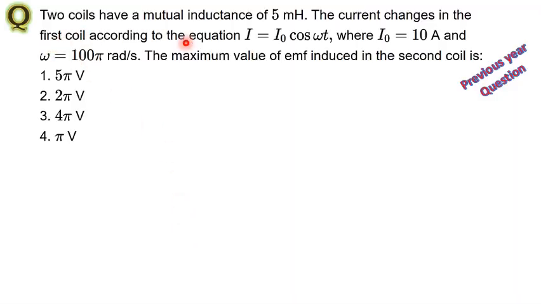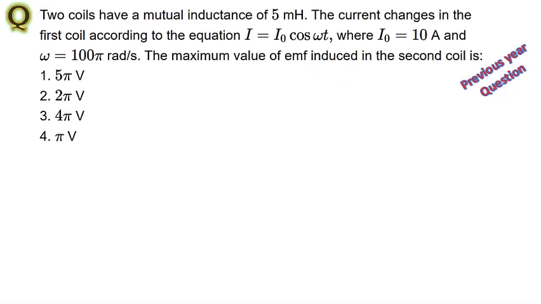This is similar to the previous one. See, they have given the omega value separately, but in the previous one they gave it in the equation only. That's the only difference. In this case the mutual induction value is given, and the current change is given in equation form. The peak value, I naught, is given, and the omega value is given.